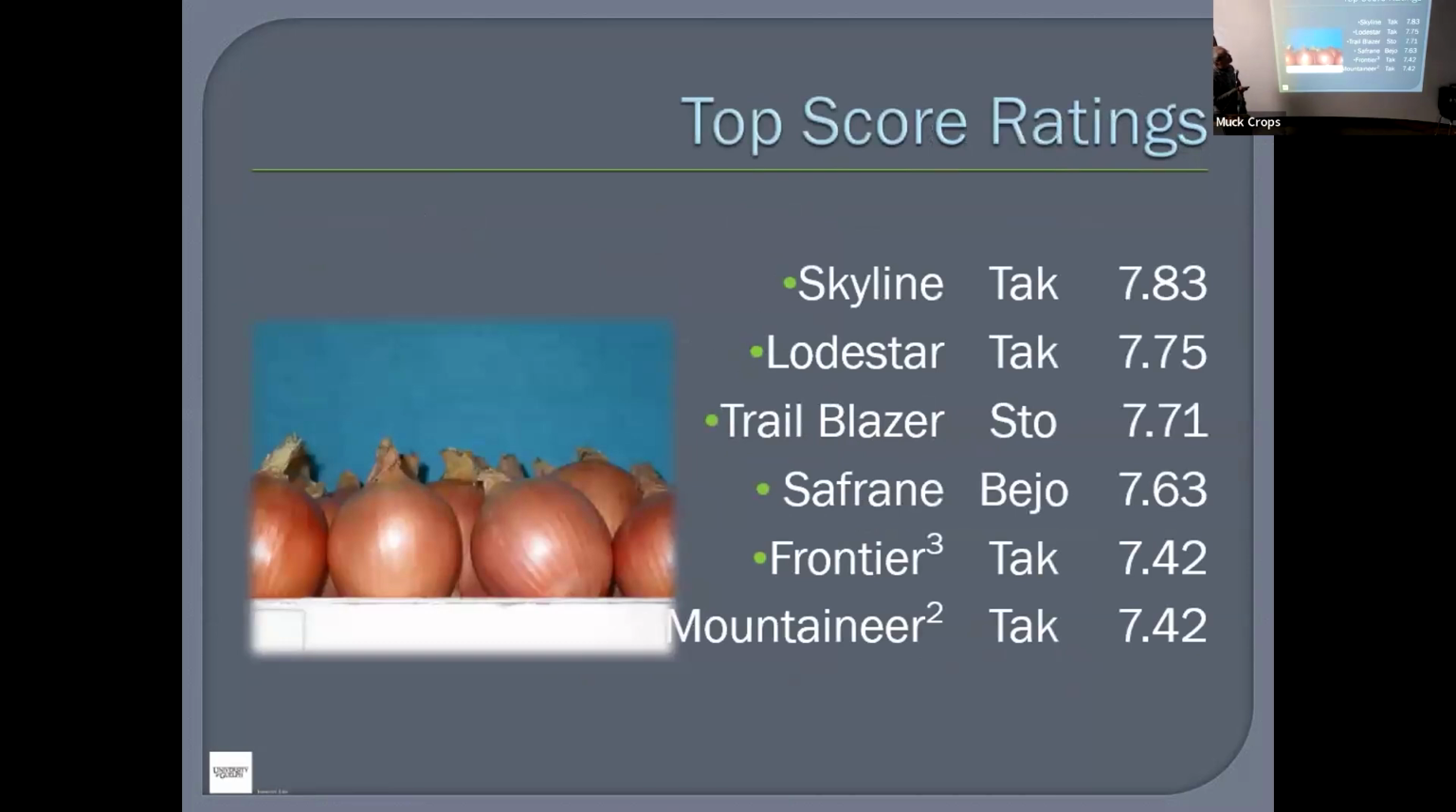But the varieties that had the best scores, the best qualities: Skyline from Takii at 7.83, Lodestar, Blazer, Safrane, Frontier, and Mountaineer. A lot of this I'm going to attribute to the skins being quite good, neck finish and skin finish being on the better side. That usually is what bumps them up quite a bit.